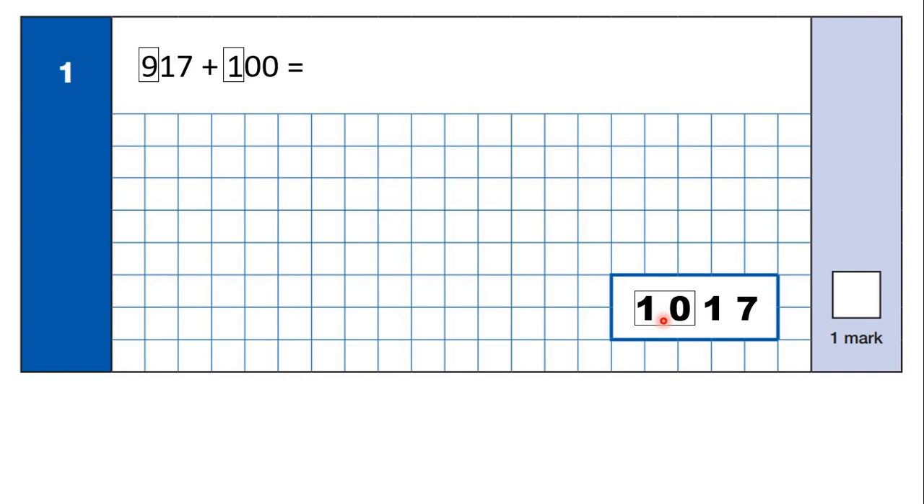Now with these early questions, it's really important to use mental methods where you can, because using the column method for questions like this will really slow you down.